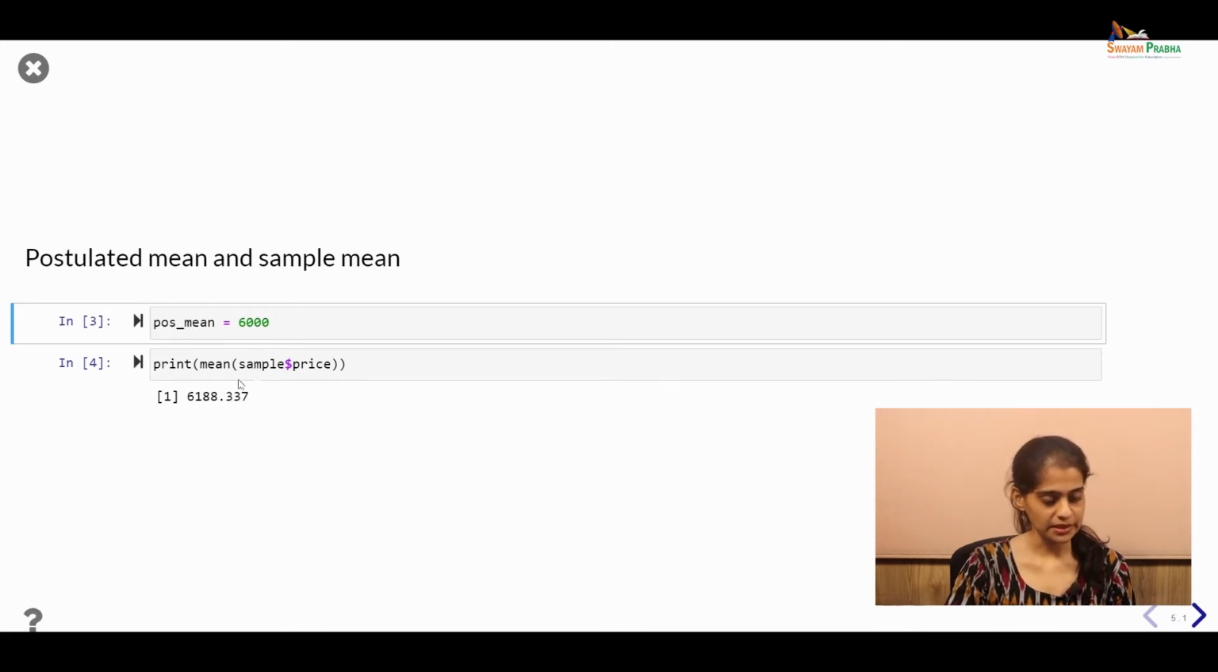Now my sample mean is something that I derive from the sample. Since we are testing it for a column price, I am going to calculate the mean of this column, and the mean of this column turns out to be 6188.34. So this is the average price in your data, and this will be our sample mean.